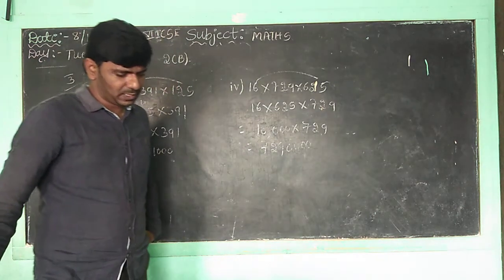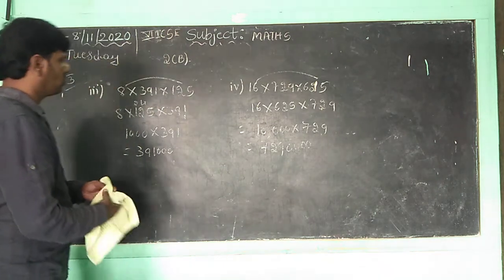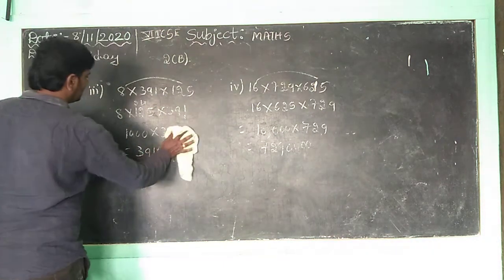Children, next, you want to take two problems as homework, children, the fifth one and the sixth one.